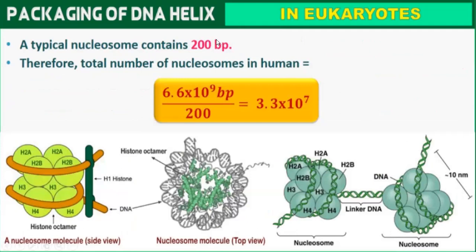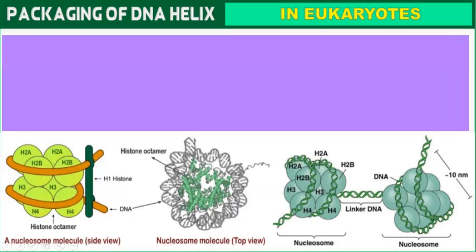And therefore, the total number of nucleosomes in humans is 3.3 × 10⁷. So, let's discuss something more.